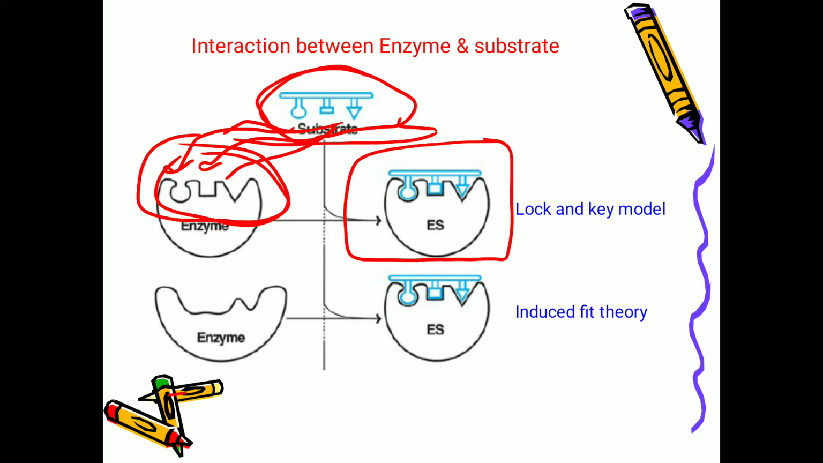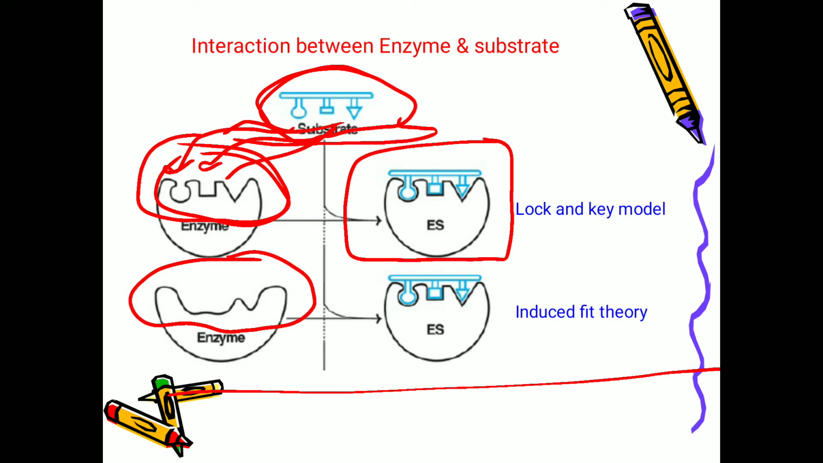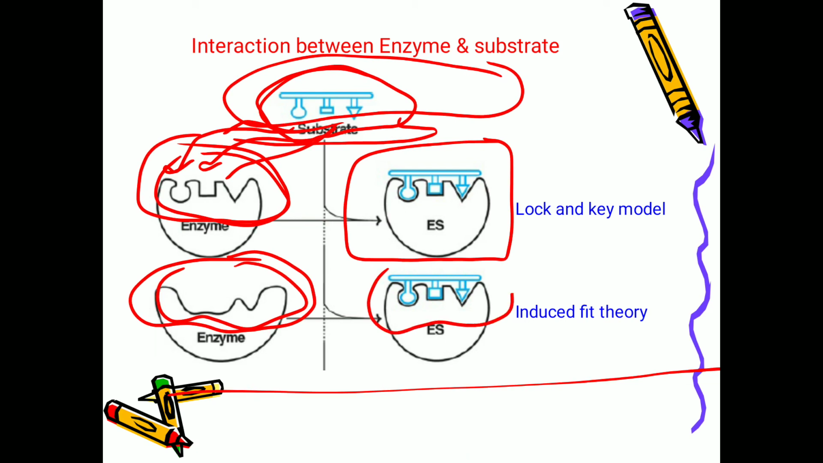And when it comes to the induced fit model, the active site is not pre-shaped, it is flexible, and according to the substrate shape, this active site is converting this way according to the substrate molecule. That's why it is called induced fit. Why induced? It is inducing or changing. Fit means to fit the substrate. So the induced fit model is the accepted theory to explain the interaction between the enzyme and the substrate molecules.